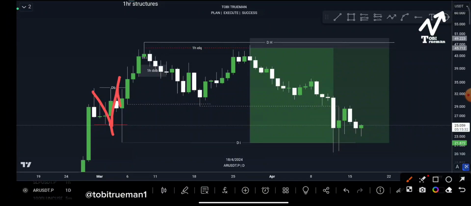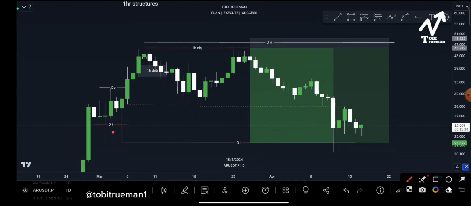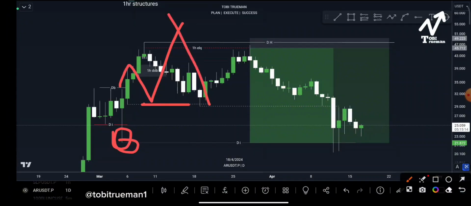Price came, took out the inducement and formed a break of structure. After that break of structure, what do we want price to do again? For this low point to be confirmed as a low, we want price to form another inducement. Okay, then this will be considered as a low. Then when price comes, this point will be considered as inducement. Then this low point will be considered as a low.